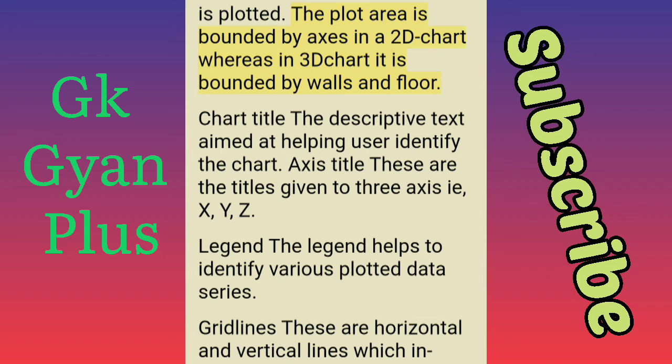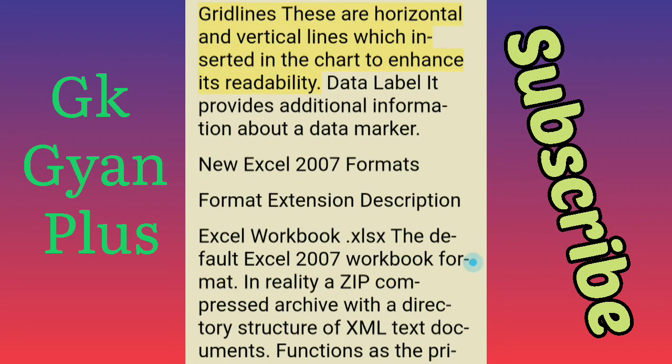Chart title: the descriptive text aimed at helping users identify the chart. Axis title: these are the titles given to the 3 axes, i.e., X, Y, Z. Legend: the legend helps to identify various plotted data series. Grid lines: these are horizontal and vertical lines inserted in the chart to enhance its readability. Data label: it provides additional information about a data marker.